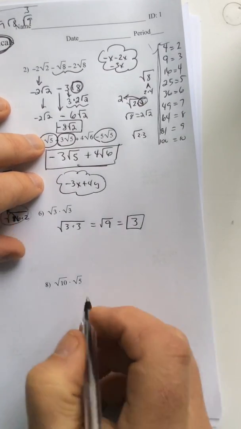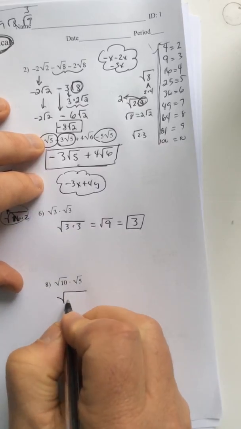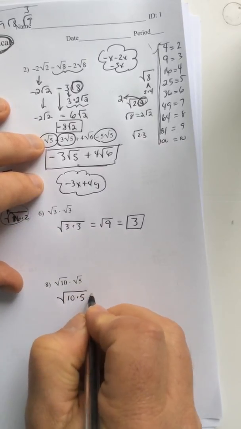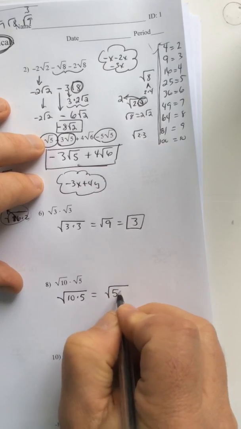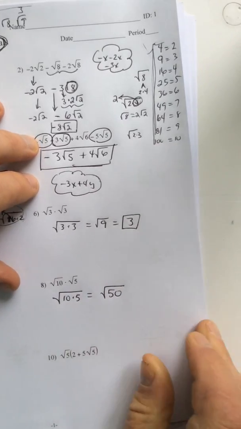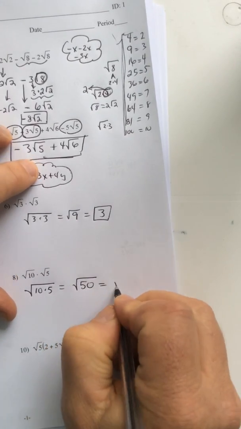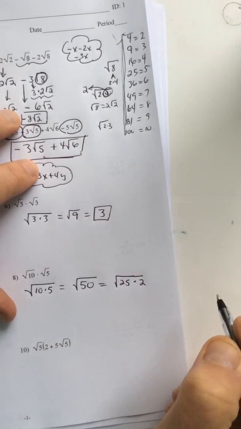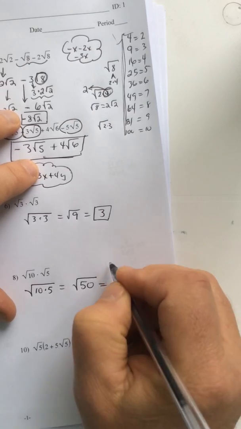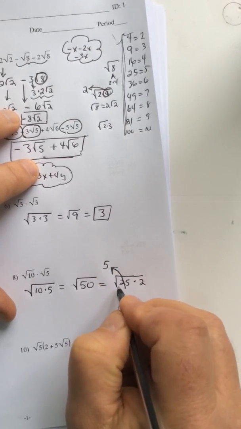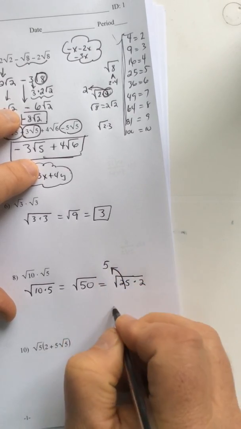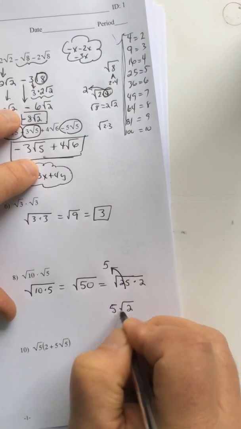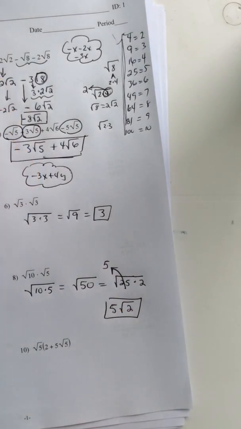Okay, number 8, 10 times 5. That's going to give us the square root of 10 times 5, which is the square root of 50. But 50 has a 25 in it, so I could rewrite that as the square root of 25 times 2. Square root of 25 is 5. That's how come we changed it, because we know the square root of 25 is something. So now we have a 5 on the outside and a square root of 2 on the inside.